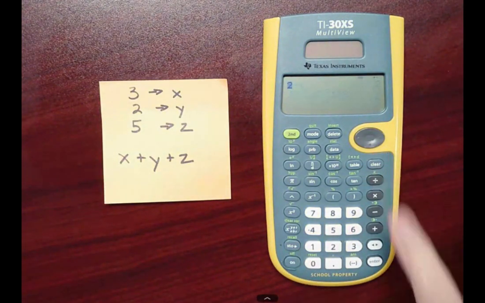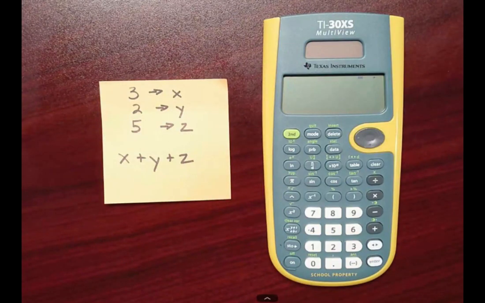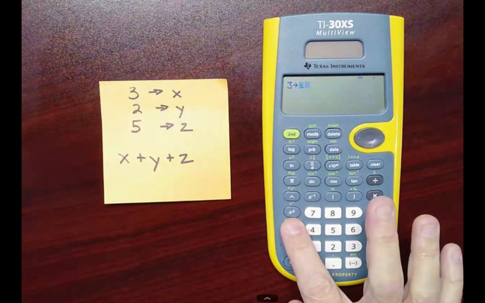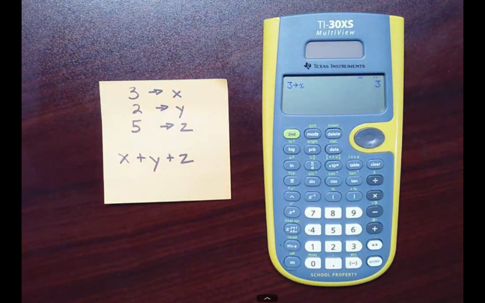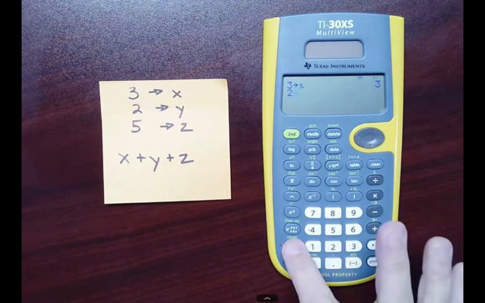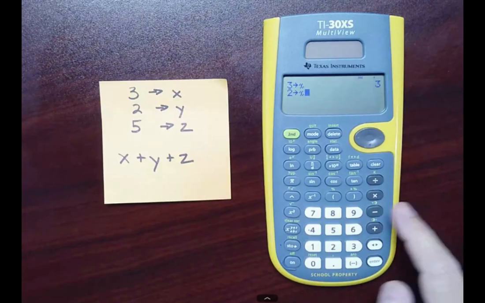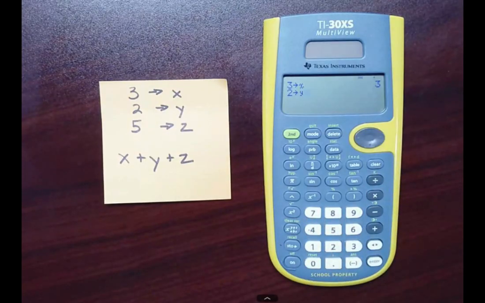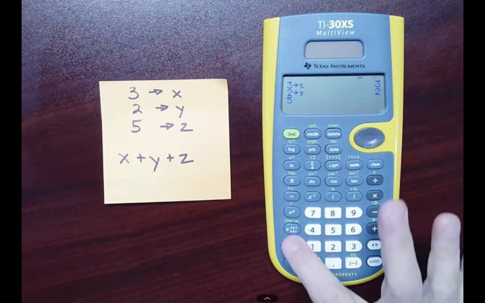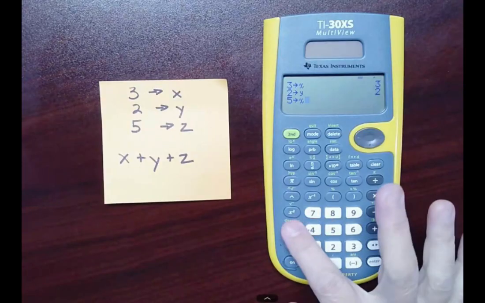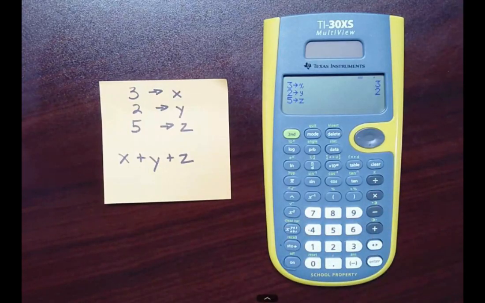So I'm going to store 3 for X. Number, store, letter, enter. 3, store, X, enter. Now I want to store 2 for Y. Number, store, letter, enter. 2, store. When I hit my variable button one time, it brings up an X. If I hit it a second time, it changes to a Y. And hit enter. And 5 for Z. Number, store, letter, 5, store. Once for X, twice for Y, 3 times for Z, and hit enter.